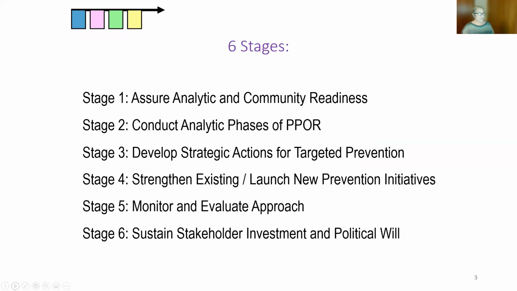So there are 6 stages of the perinatal periods of risk approach, and the analysis lies within these. The first is to assure readiness, and that takes some work to get the data, get somebody to analyze it, get their time allocated, and to get a community group ready if it's not already. And if there is a community group, to work with them about the data to make sure that they're really on board and understanding what's going on and can contribute to this analysis.